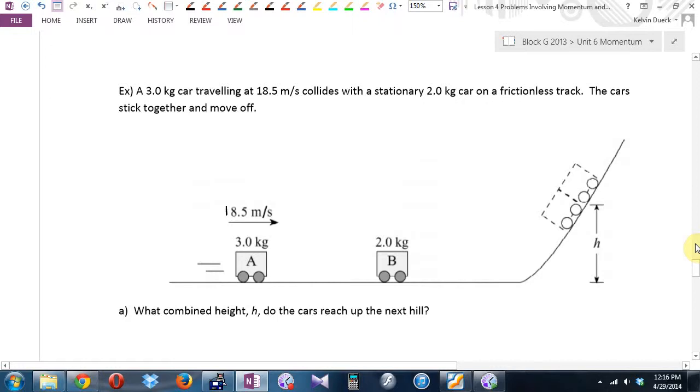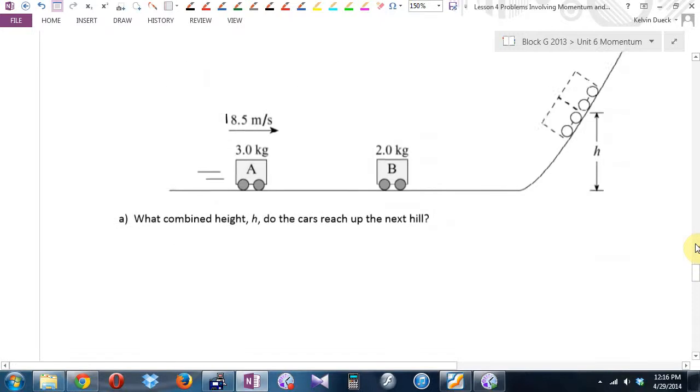Let's go to something a little nicer than bombs and bullets. Roller coasters. A 3-kilogram car is traveling at 18.5 meters per second, and it collides with a stationary 2-kilogram car on a frictionless track. The cars stick together and move off. A says, with what combined height do the cars reach up the next hill?